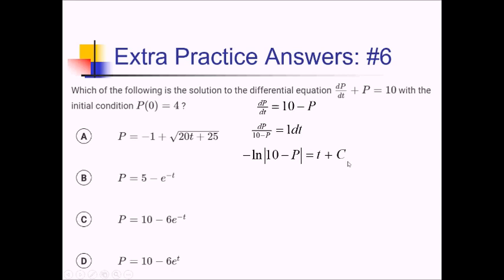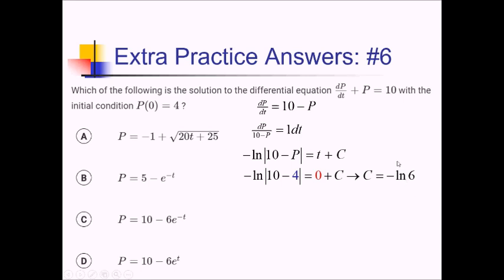To figure out the value of c, which I'm going to need for this, I need to plug in my initial condition of 0, 4. So I've got a p-value of 4 that they're giving us in the initial condition. And the t-value here, the initial t-value is going to be 0. So we have 0 plus c. So c then is just going to equal the negative ln of 6, which is not going to require the absolute value anymore. All right.